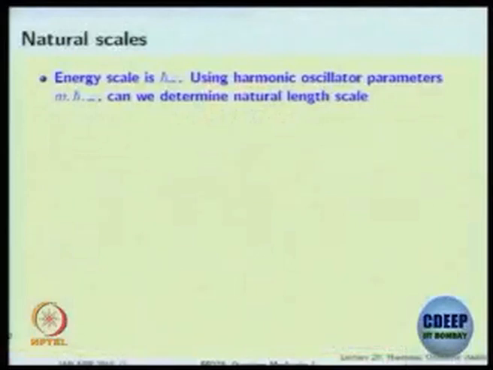Okay, first of all, you need to see what the natural scales are in a given problem. One is your familiar one, which is your energy scale, h cross omega, in joule units. And in the harmonic oscillator, the parameters which are there are mass, frequency and h, the Planck's constant. These are the three constants with which you can play around and get dimensionful quantities.